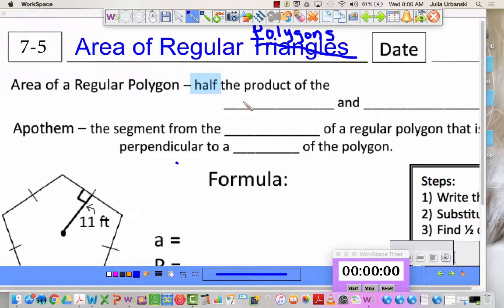Half the product of the apothem, and the perimeter. Okay, so if you can find the 2 parts that you need, you could just use this formula.